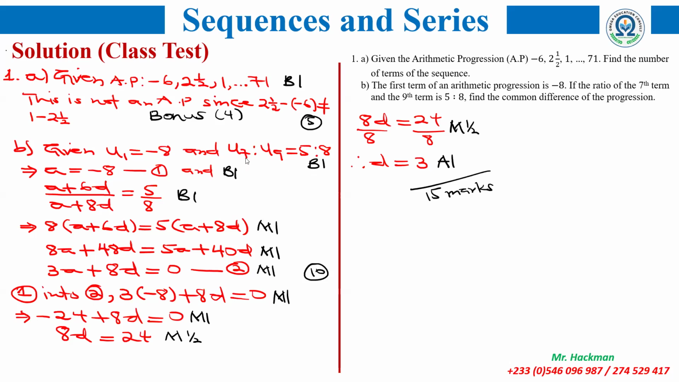And U sub 7 for an AP will give us A plus 6D. U sub 9 for an AP will give us A plus 8D. So it will be this over that, equal to 5/8. So now you get this equation, which is not pretty. So I will not label it at this point. I'll make sure I clear fractions, brackets before I label.